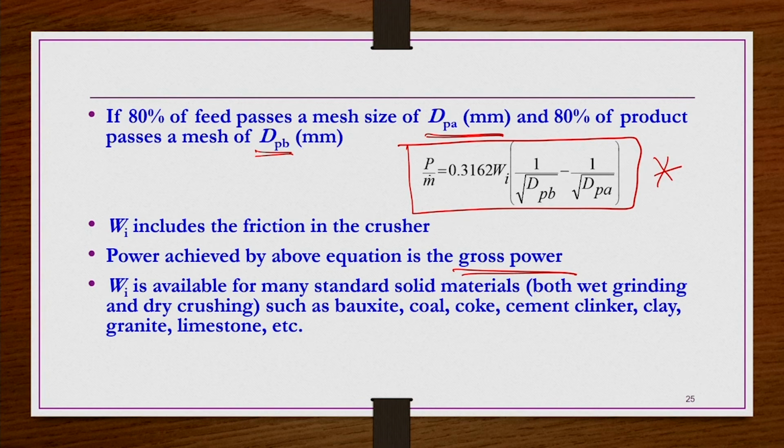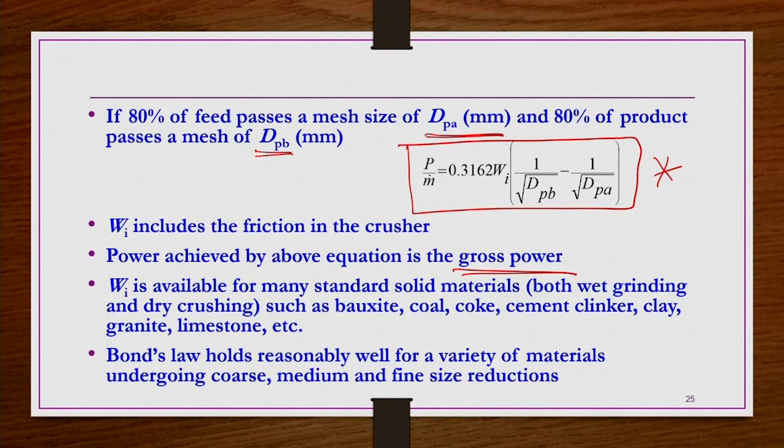As we have seen, Kb is a function of the equipment used and what type of material has been crushed. So is the Wi also, because Wi is related to Kb directly. So that is the reason Wi is a function of the equipment used for the crushing as well as the material that has been crushed. So for both wet grinding and dry crushing, for several kinds of materials, this Wi information is available.